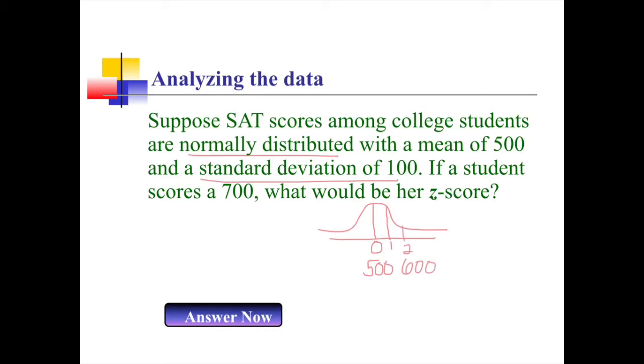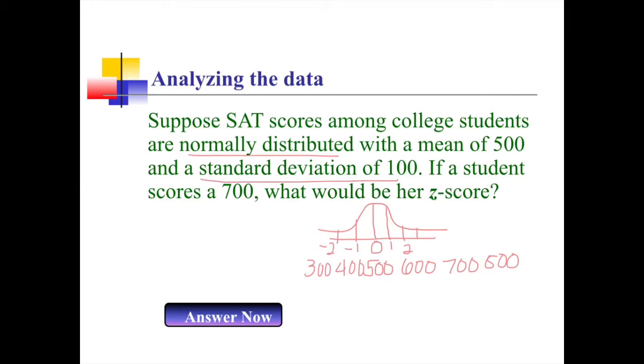Here I go over 2, and that will correspond to 700. Go over 3 standard deviations, and that will correspond to 800. Over here to the left, go over -1, and that will be 400. Go over -2, and that will correspond to 300, and so forth and so on.